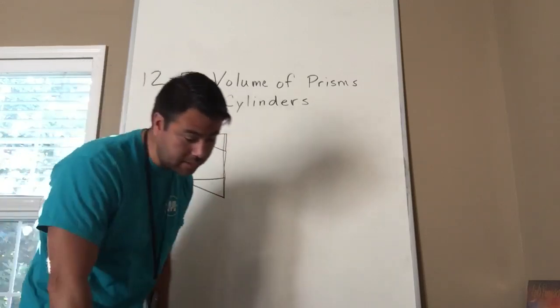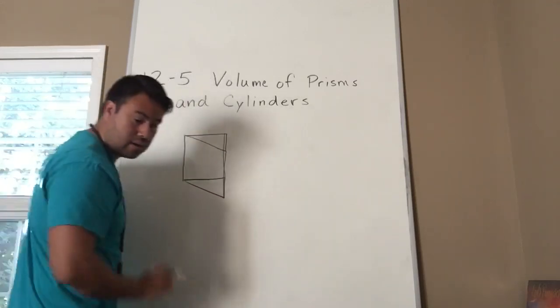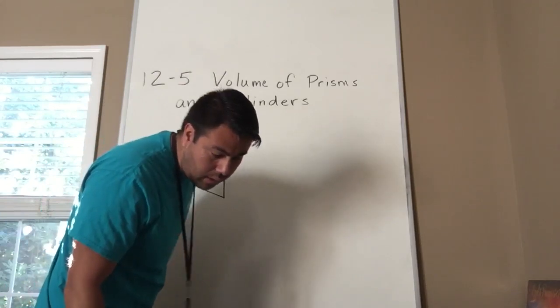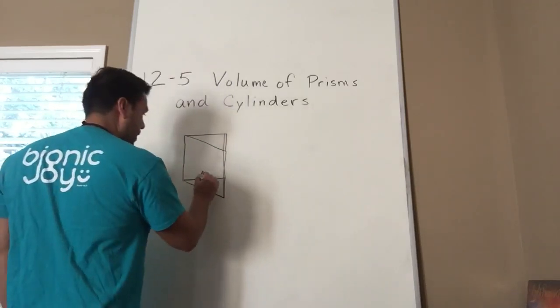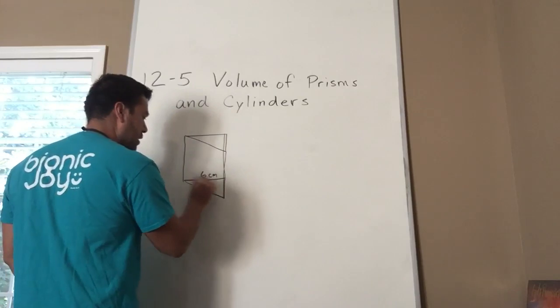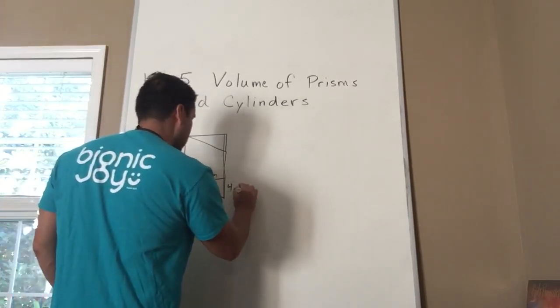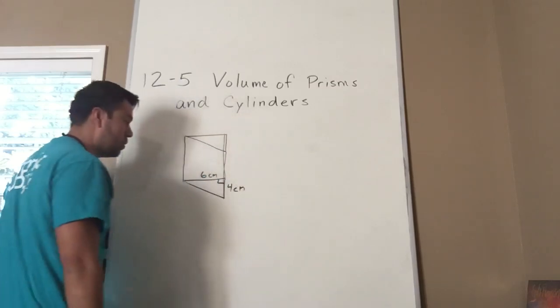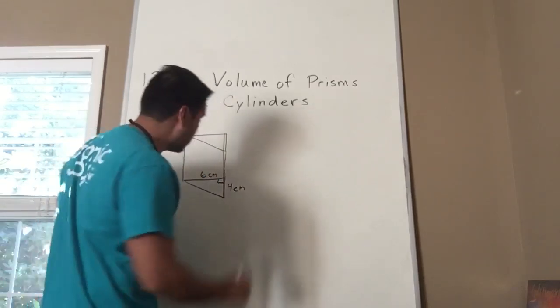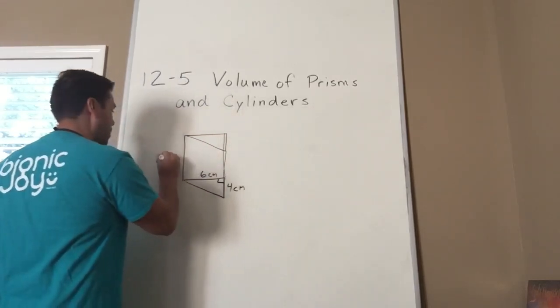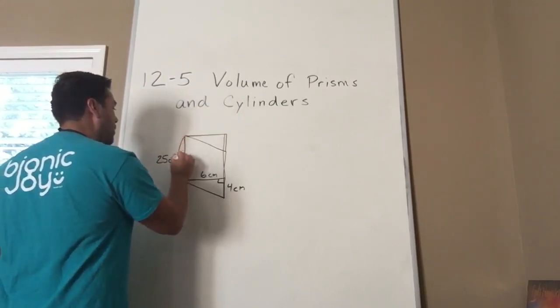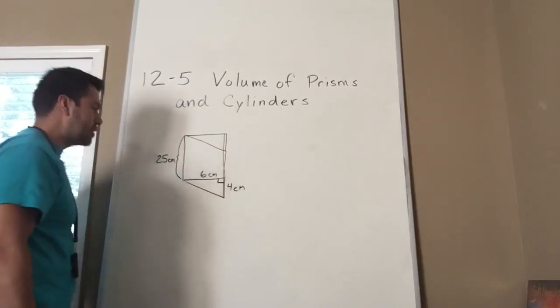Okay, so then I'm going to give you some info. I'm going to make this 6 centimeters. So this distance is 6 centimeters. This is going to be 4 centimeters. This is a right triangle. And then the height is going to be 25 centimeters. They say that the height is 25 centimeters.